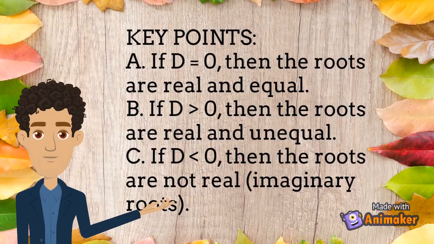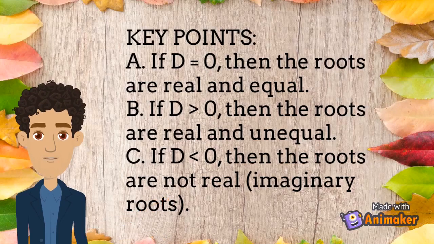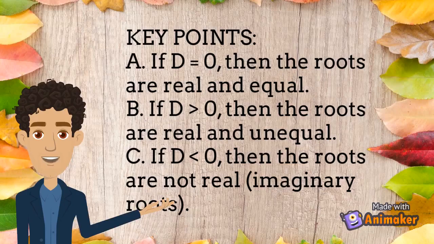Key points. A. If the discriminant is equal to 0, then the roots are real and equal. B. If the discriminant is greater than 0, then the roots are real and unequal. C. If the discriminant is less than 0, then the roots are not real, or they call it imaginary.